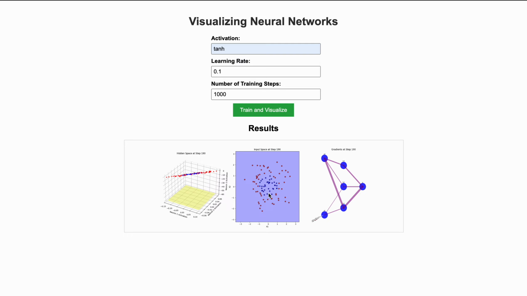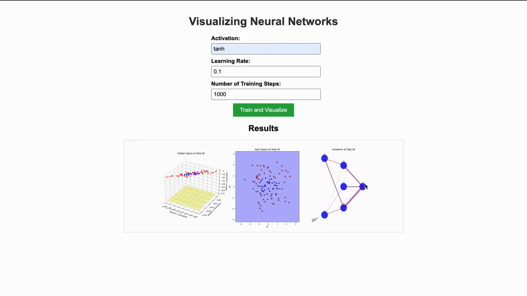And as for the input space boundary visualization, the plot in the middle shows the network's classification decisions in the original input space, and the blue and red regions, which will appear in a second, represent the two classes, and the line between them is the decision boundary. As the training progresses, the boundary becomes more accurate.